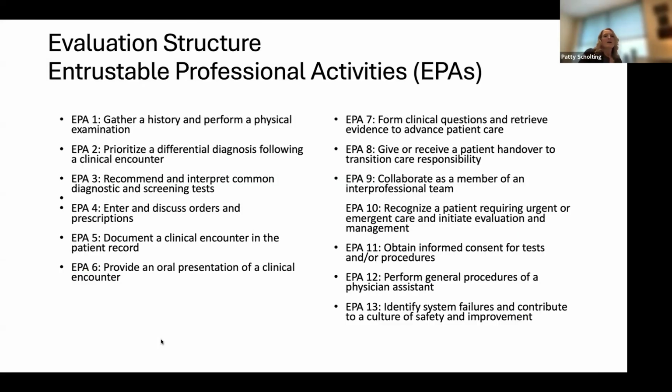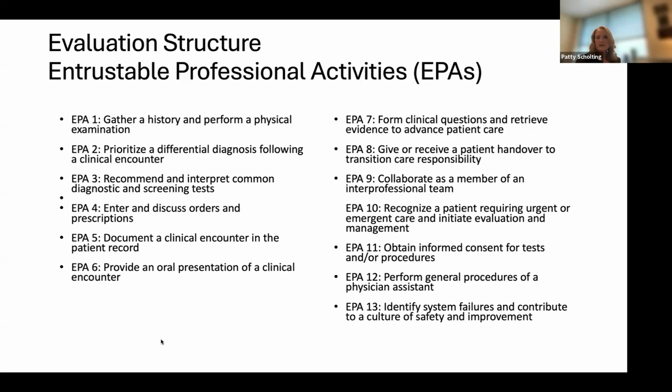Okay, sorry. Evaluation structure. The Omaha PA program has structured their evaluations based on entrustable professional activities, or EPAs. There are 13 EPAs. These were developed by the AAMC, and they are basically descriptors of work. The goal is competency, and the competency may be at varying levels depending on where they're at in their rotations. And we look for competencies toward the end before they graduate. So they are the framework of the preceptor evaluations. They're also linked to our program outcomes, which we continually monitor to ensure our students are progressing toward meeting those program outcomes.